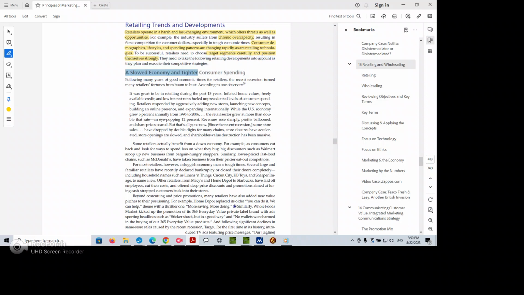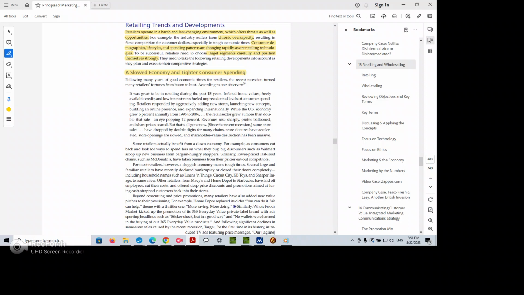First of all, you need to consider a slowed economy and tighter consumer spending, which is pretty straightforward because in a bad economy, people have less money to spend, right? Maybe they lost their job, maybe their business is not making as much money, maybe they're not working as many hours, maybe their investments are not doing as well. Depending on who you are, you're making less money. So even if you're rich, you've still lost some. There's still a hit to your business, and there's still an impact.